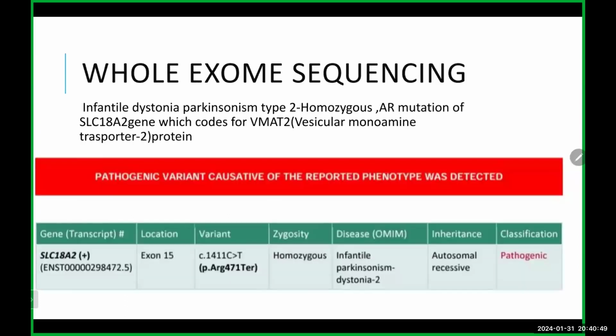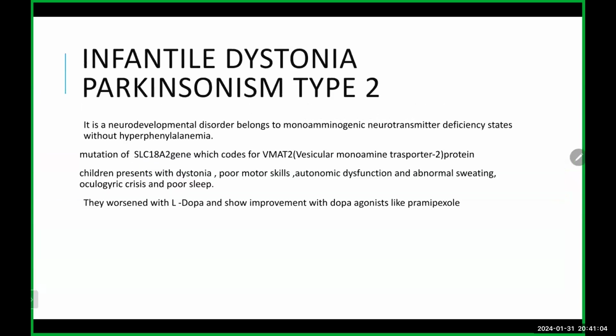Whole exome sequencing showed infantile dystonia, Parkinsonism type 2, a homozygous autosomal recessive mutation of the SLC18A2 gene, which codes for VMAT2, vesicular monoamine transporter 2 protein. Infantile dystonia, Parkinsonism type 2, is a neurodevelopmental disorder belonging to monoaminergic neurotransmitter deficiency states without hyperphenylalaninemia. Children present with dystonia, poor motor skill, autonomic dysfunction, abnormal sweating, oculogyric crisis, and poor sleep.